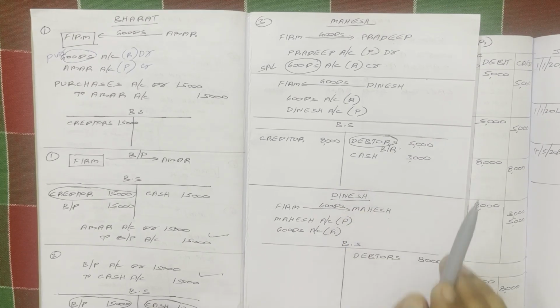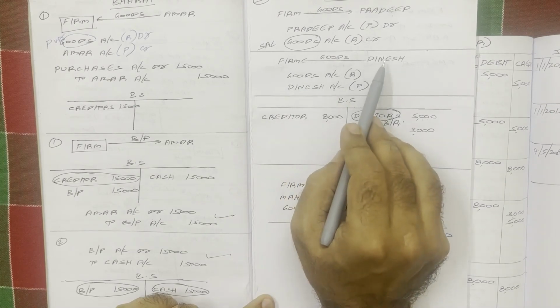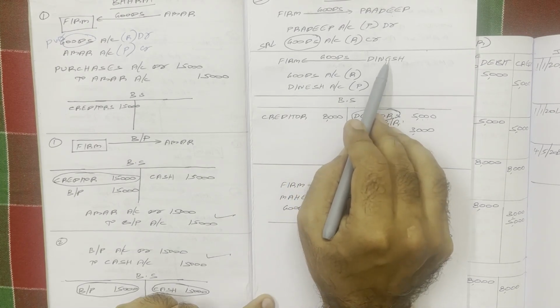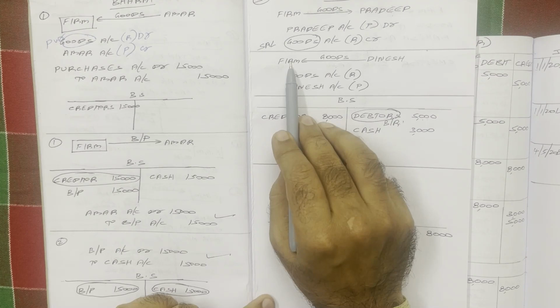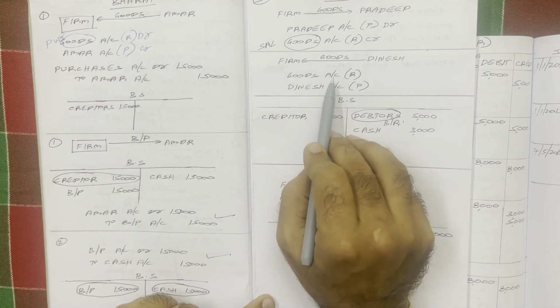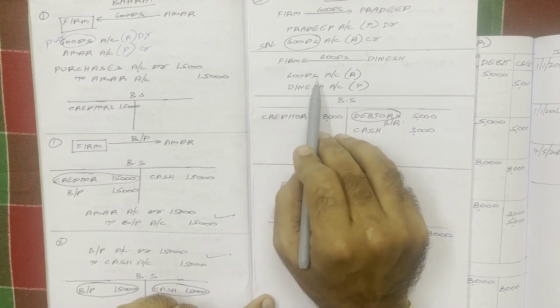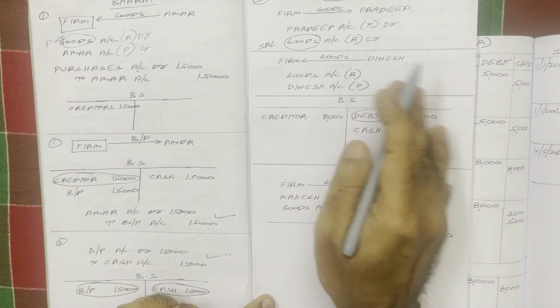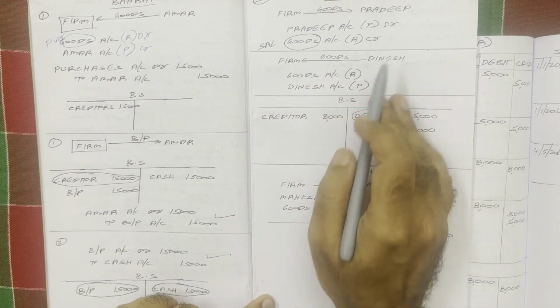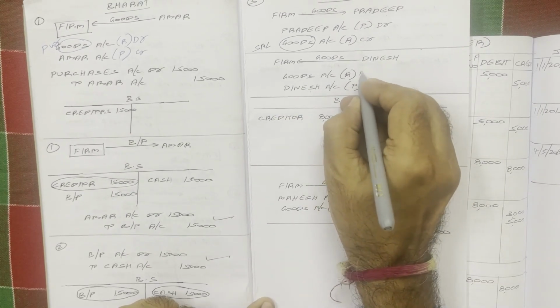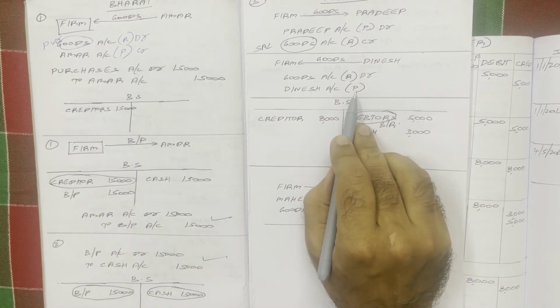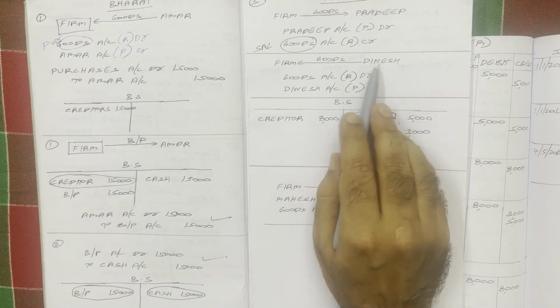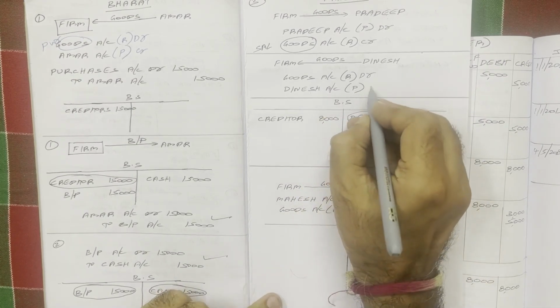Next, what happened? Mahesh purchased goods from Dinesh. So from Dinesh, goods are coming to Mahesh. Two accounts are goods account and Dinesh account. Goods account is a real account, Dinesh account is a personal account. Now, real account rule, debit what comes in, credit what goes out. Goods are coming, we have to debit. Personal account rule, debit the receiver, credit the giver. Dinesh is giving goods, he is a giver, credit.